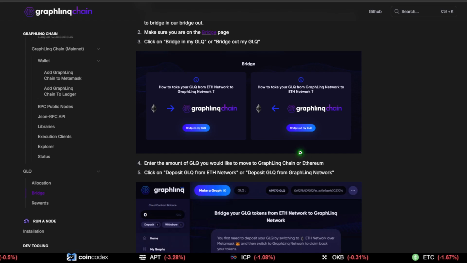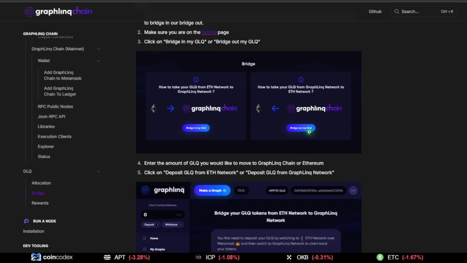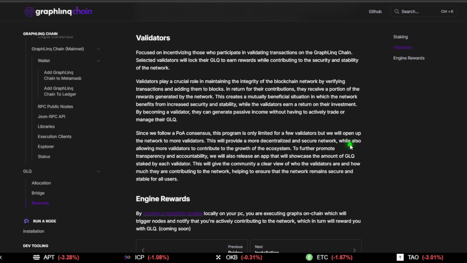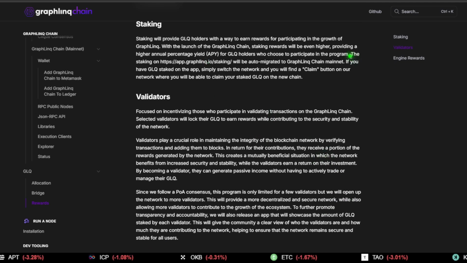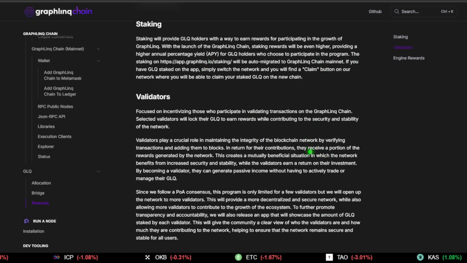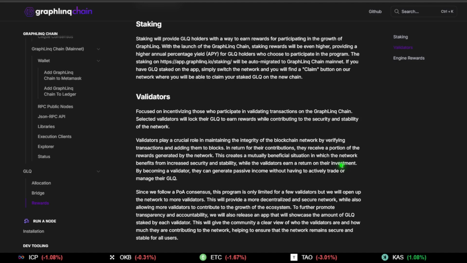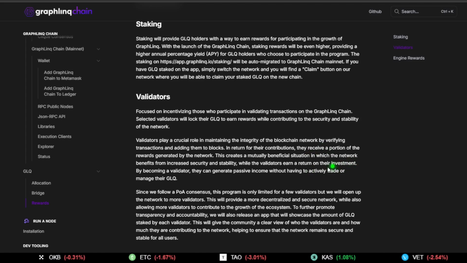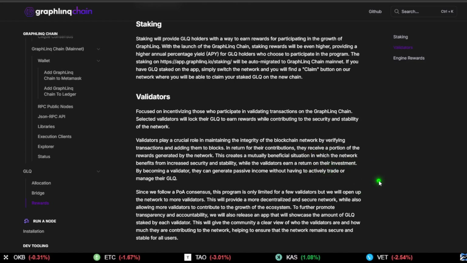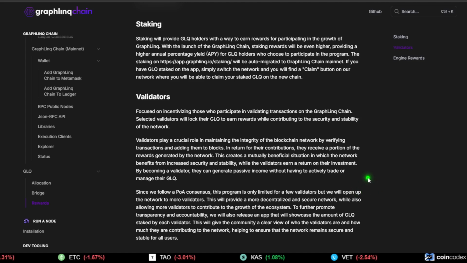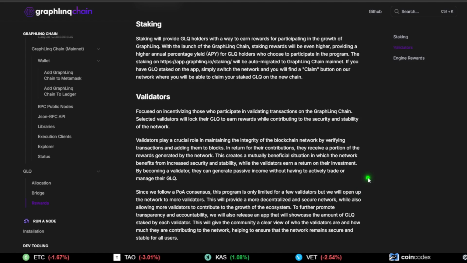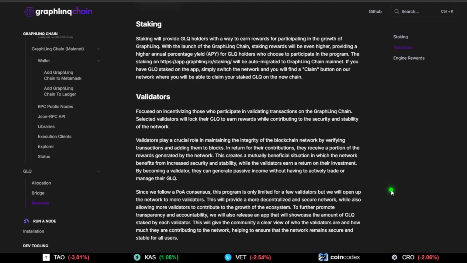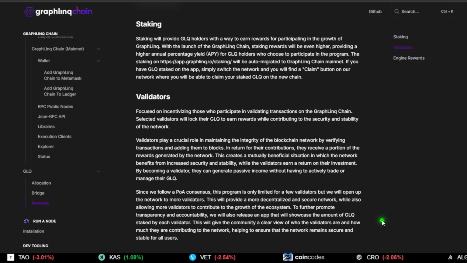This was the bridge. They do have a bridge so that you can bridge back and forth from ETH to their Graphlinq network, okay, if you're interested. And then the rewards: staking, validators, and engine rewards. So again, if you want to stake, that's self-explanatory. You earn passively. Validators, if you want to become a validator, you get rewarded for validating transactions on the network. Another very typical thing, and this allows speed, right? This is a scalability solution to allow speed and obviously lower gas fees. And this is what you need in order to improve Ethereum's chain, and this is why they just took a fork of it, upgraded it with some new tech and new ideas, and made it a lot better. So good for them. That's a good thing.